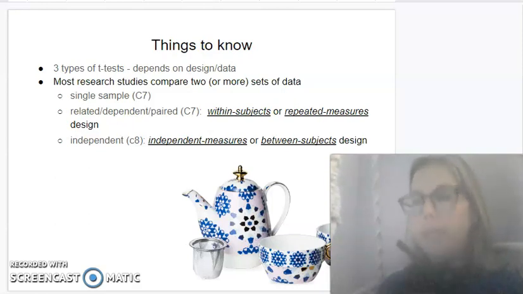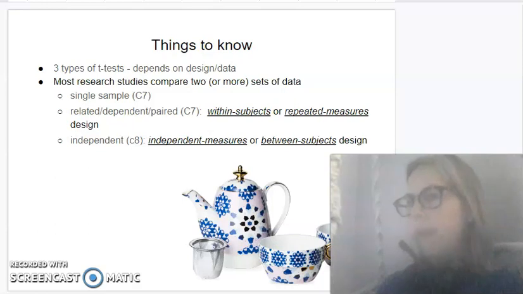And then you have an independent design. An independent T-test design is between subjects, and so one person can only be in one of those 2 conditions. So you've got 2 separate groups, 2 different groups, right? And we're going to talk more about those distinctions.